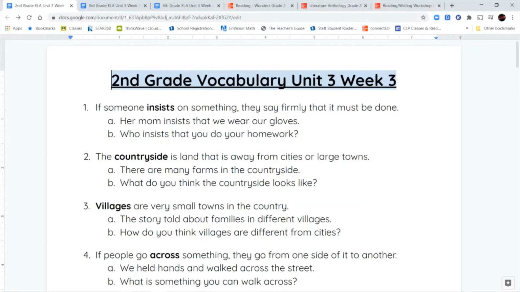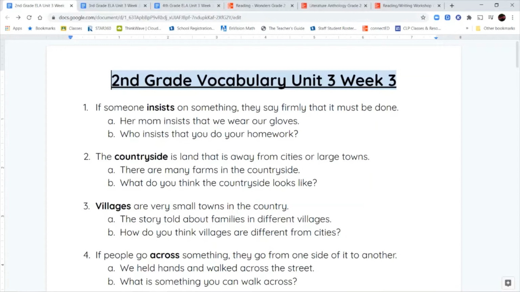Our first word is the word insists. If someone insists on something, they say firmly that it must be done. So your mom might insist that you clean your room before you go outside to play. So they're telling you something in a firm way, and it's something that they want you to get done right away.